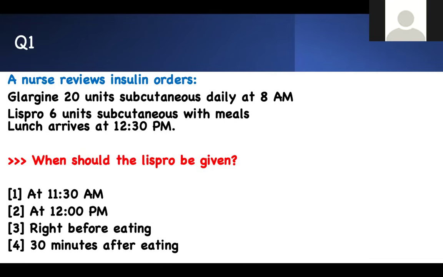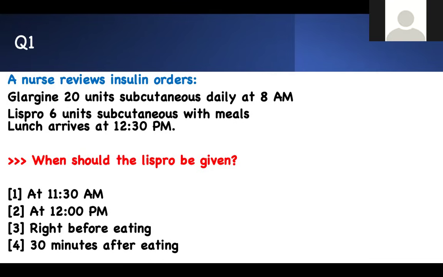You give it to the patient 1 hour before, that means what? 11:30 a.m., or 30 minutes before 12 p.m., or right before eating, or 30 minutes after they eat. You know the concept. Bring it there. Lispro, what is the medication? It's a rapid acting. What is the definition of rapid acting? This should be given before meal. Therefore, what answer choice should you pick? Give it right before meal. That is all. Number 3 is the right answer.